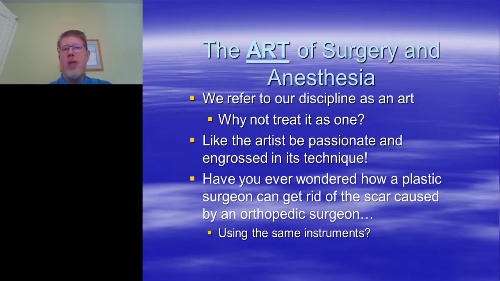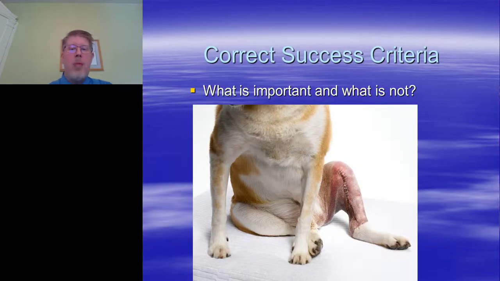Again, a plastic surgeon who gets rid of a scar has the exact same surgical toolbox as a surgeon who leaves a giant scar. Why do they have different results? What are their different outcomes? What are their different plans when they go in? And I put in here, if you're a surgeon, keep in mind what is important, what is not.